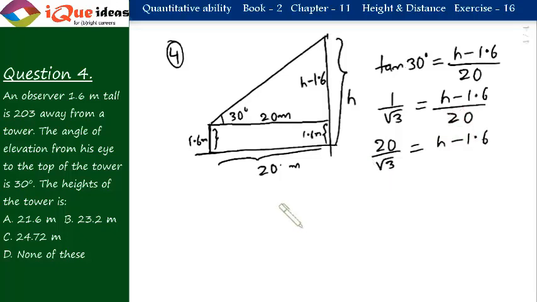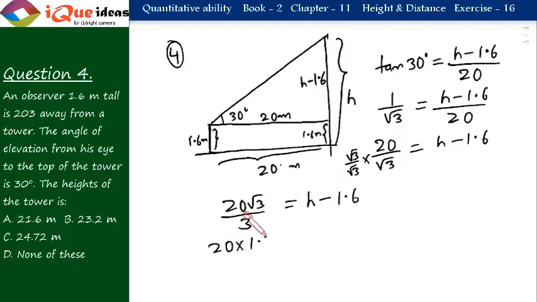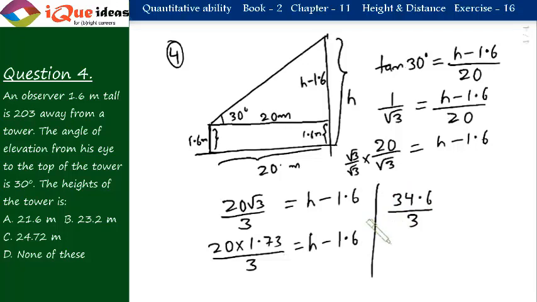Here we have to calculate the value of H. Now 20 by root 3, if you multiply by root 3 in numerator and denominator, you will get 20 root 3 upon 3, that is equal to H minus 1.6. Now 20 into root 3 will be 20 into 1.73 divided by 3, that is equal to H minus 1.6. So from here 20 into 1.73 would be 34.6, 34.6 divided by 3, and that is equal to H minus 1.6.